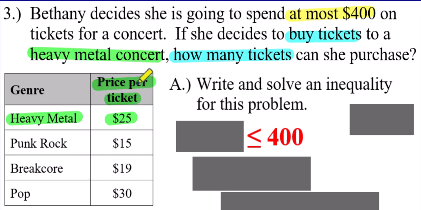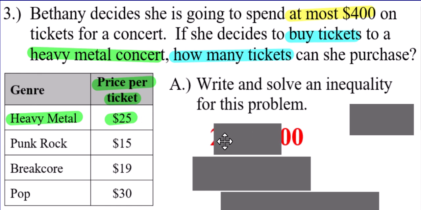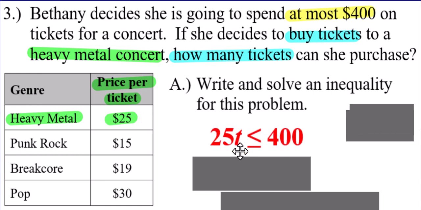Now let's think about this. We talked about the word per ever since we talked about proportional relationships way back when we did that unit. Per ticket means times the ticket. So it's $25 times the number of tickets, which I don't know what that is. I called it T. If you're going to use T, put a little curl at the bottom of it so that way it doesn't accidentally look like a plus sign.